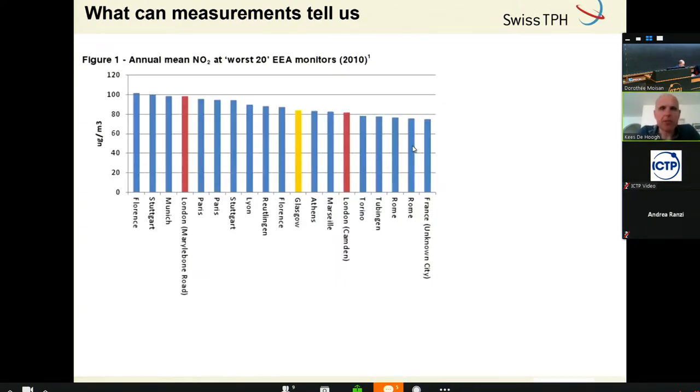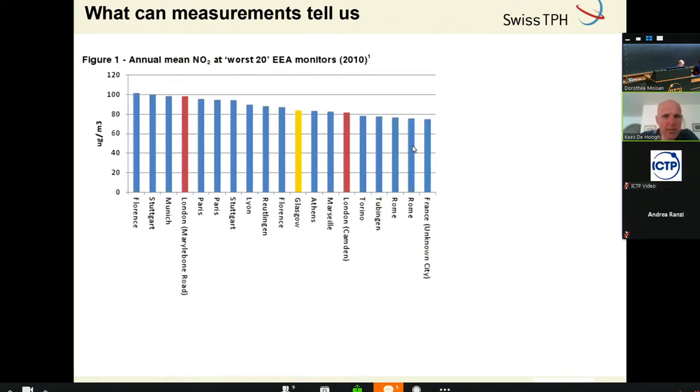But why are these measurements important? Well, one thing, of course, is you can look at worst cases. So here, for instance, is a nice list of monitors in different cities across Europe, where they monitored annual mean NO2 concentrations. We can see Florence in Italy here on the left, measuring the highest annual mean pollution level. So this is pretty high, 100 micrograms per cubic meter. The guideline is 40 micrograms, so we're more than two times over that. This is obviously a site somewhere on the roadside in Florence.